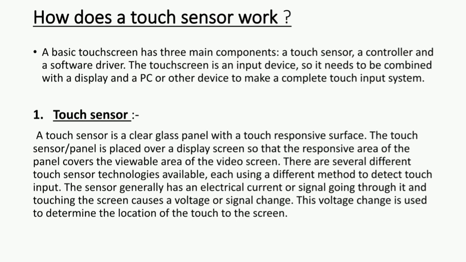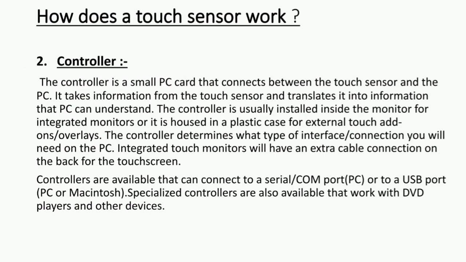There are several different touch sensor technologies available, each using a different method to detect touch input. The sensor generally has an electrical current or signal going through it, and touching the screen causes a voltage or signal change. This voltage change is used to determine the location of the touch on the screen. The second part, that is the controller, is a small PC card that connects between the touch sensor and the PC. It takes information from the touch sensor and translates it into information that the PC can understand.